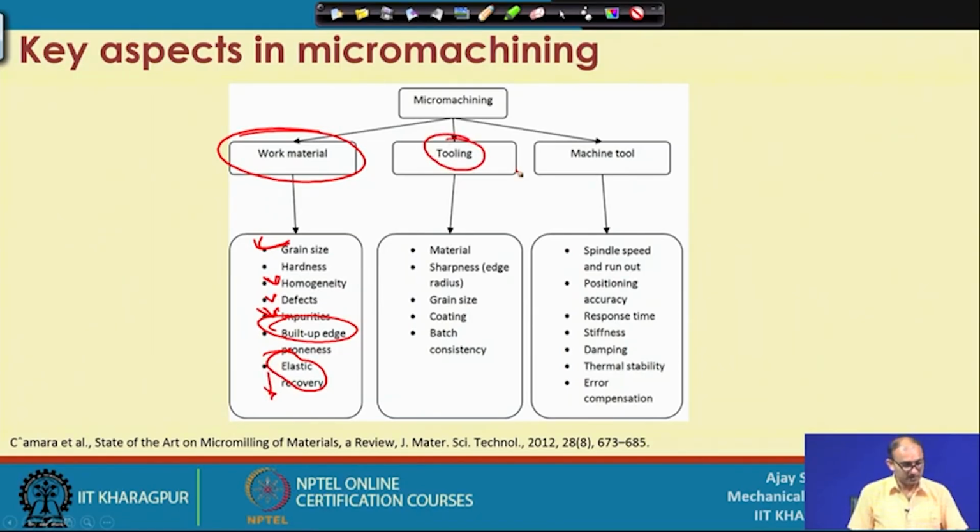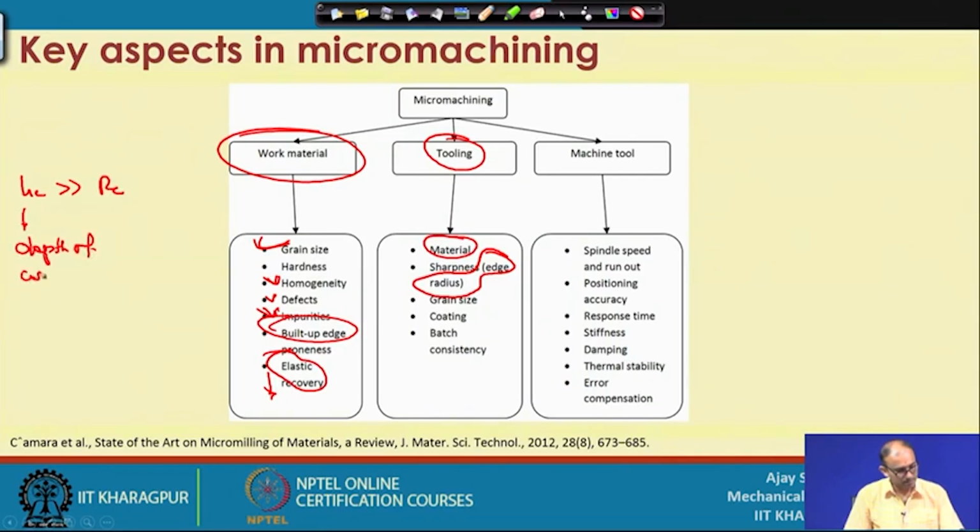In terms of tooling, these are the three things which are very important in our case. What material we are using is important. That means we have high speed steel, tungsten carbide, and ceramic tools. Those things are very important, and we are more concerned about the edge radius, because the sharper the edge radius, the more easily we can remove the material, and we can give a small depth of cut depending on the sharpness, because we have to maintain that particular radius. The hc should be higher than the rc. So, that is the uncut chip thickness or the depth of cut, and this is the cutting edge radius.